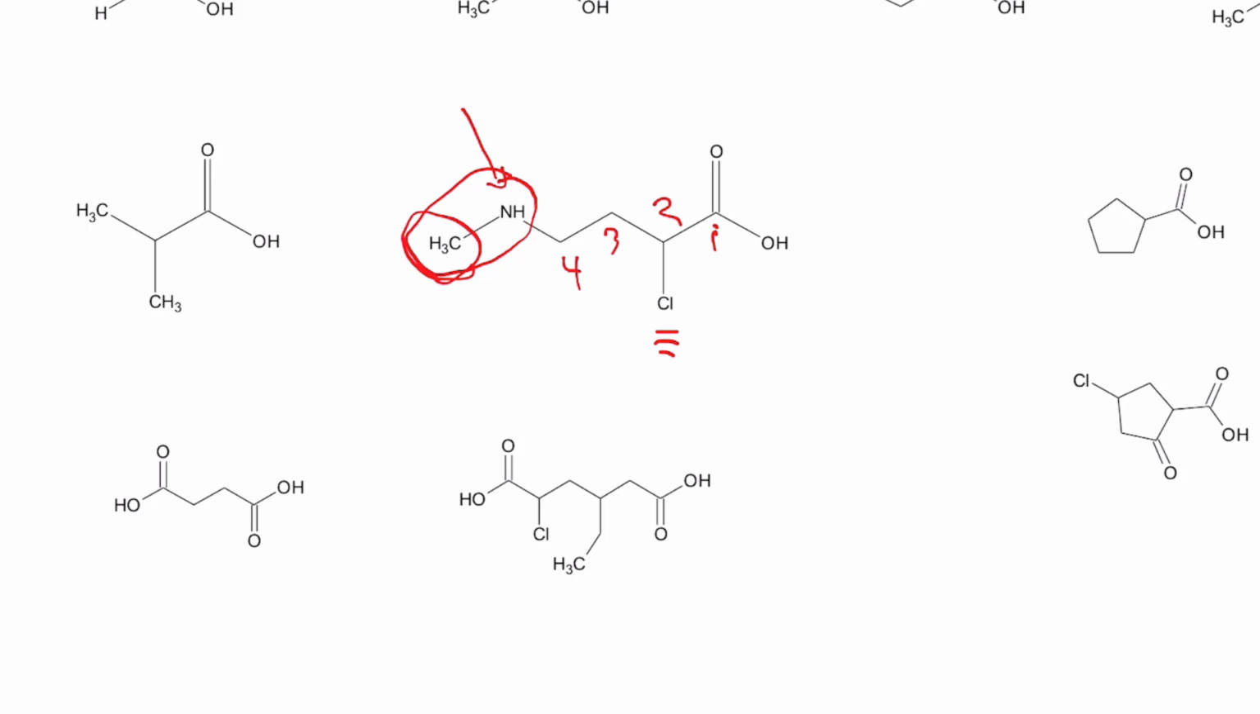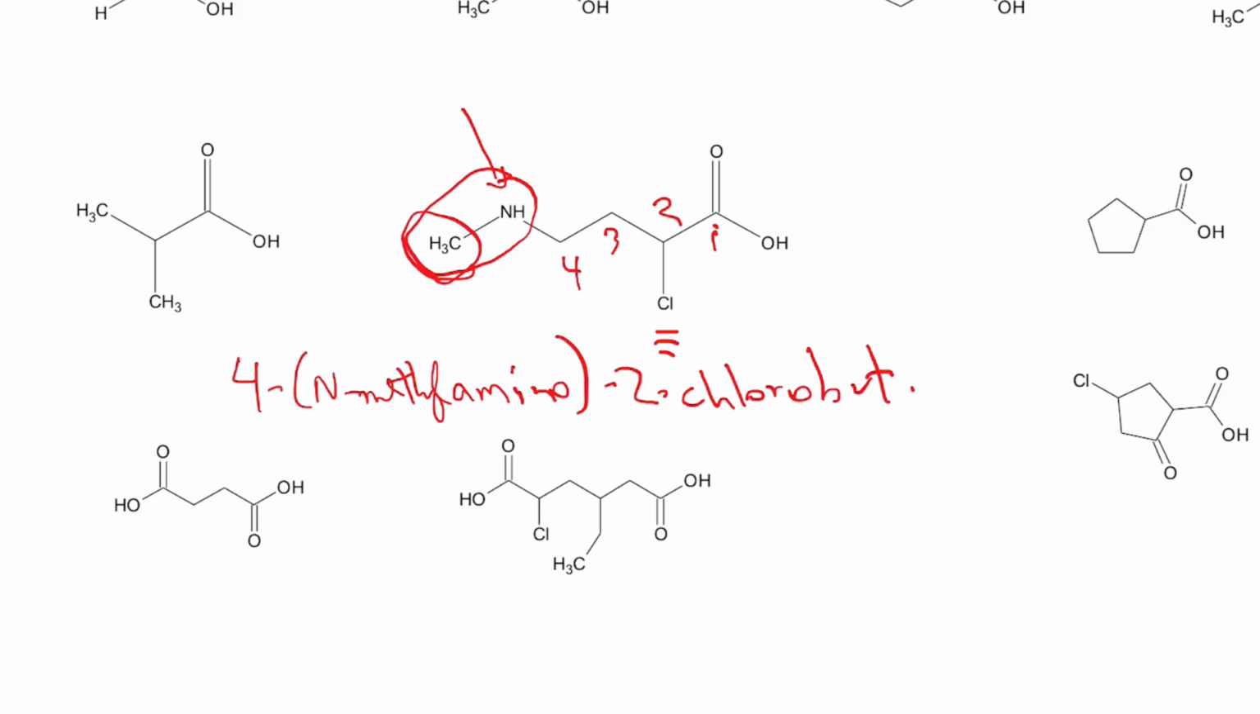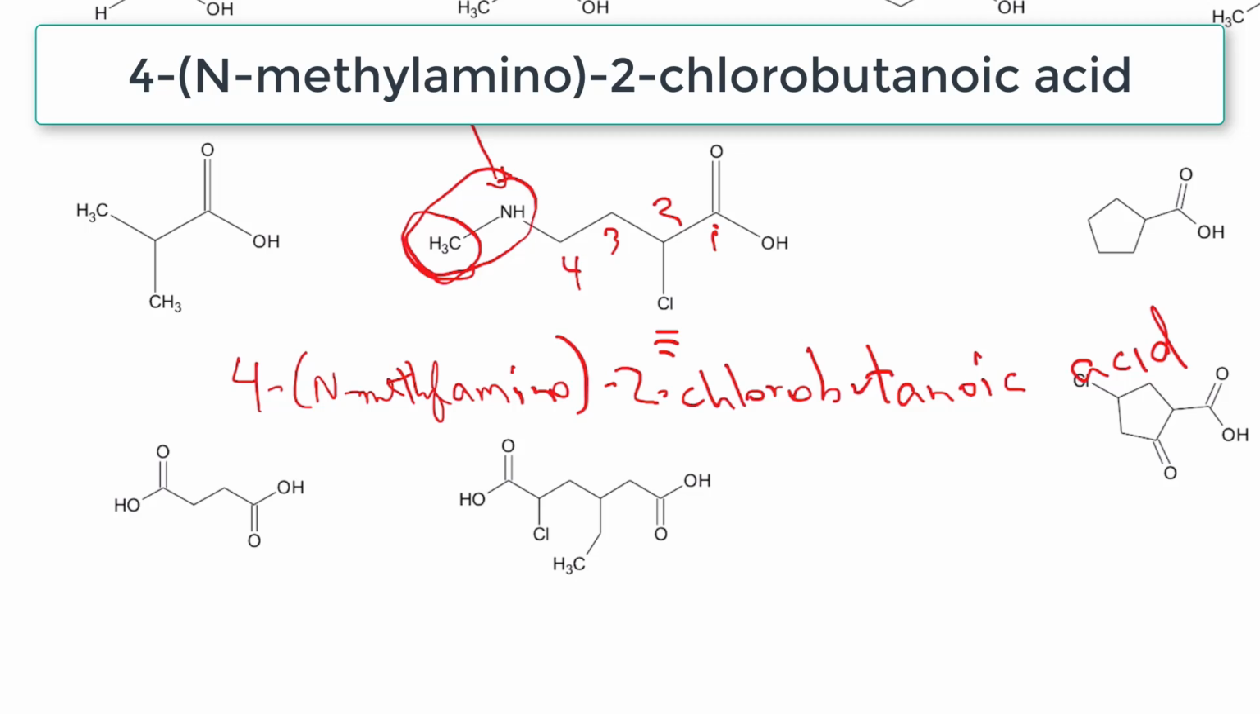So I'm going to just show you the way that I would be doing it. So in the 4 position is the amino. So in the 4 position is an N-methylamino. In the 2 position is the chloro. And this is a butanoic acid. The other way that people will do it is they'll not put the N here.